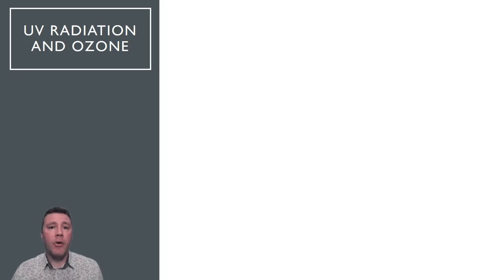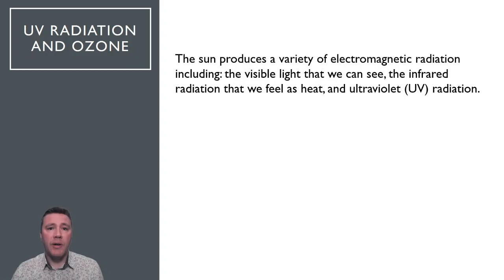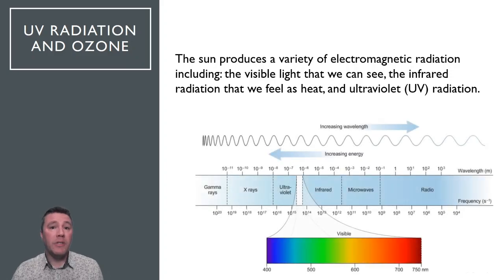In order to understand how ozone functions, we first need to take a look at the relationship between ozone and ultraviolet radiation. Our sun produces a variety of electromagnetic radiation, including, but not limited to, the visible light that we can see, red, orange, yellow, green, blue, and violet, the infrared radiation that we feel as heat, and ultraviolet radiation. Visible light occupies this range of wavelengths, from 400 to about 750 nanometers. Beyond 750 nanometers is where infrared radiation exists on the spectrum, and below 400 nanometers is where the ultraviolet radiation is.